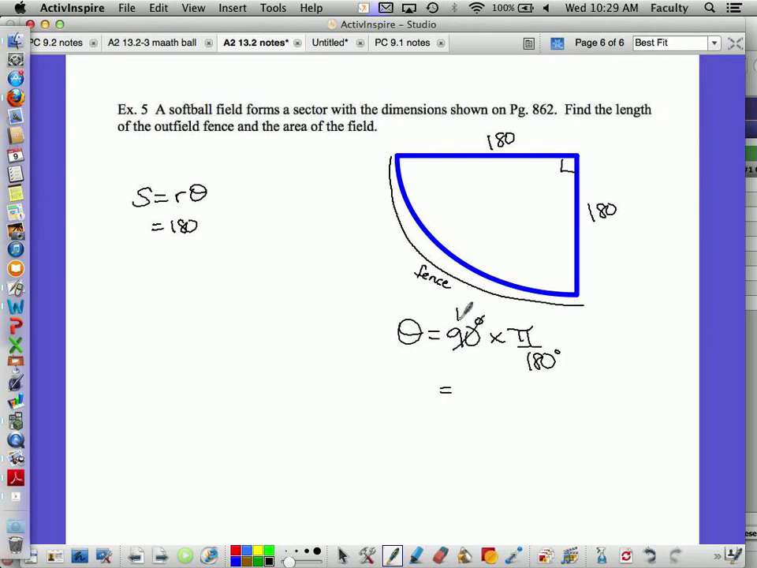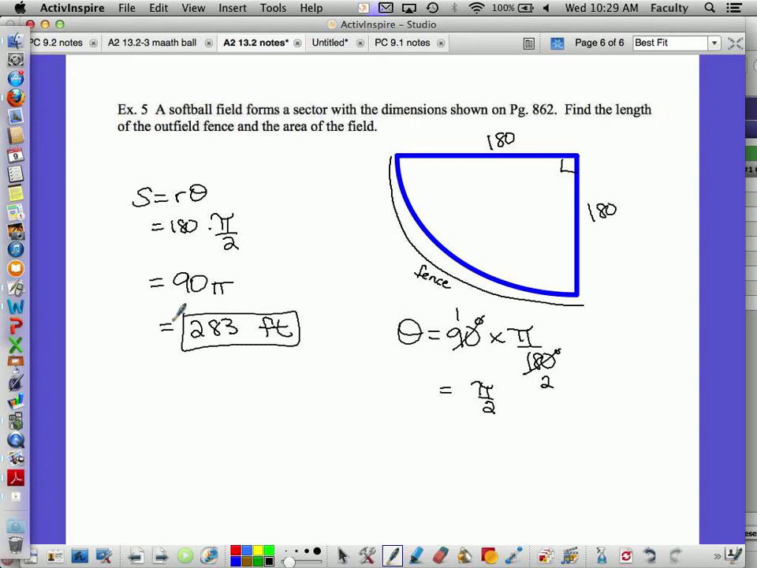90 goes into 90 once, 90 goes into 180 twice, so the angle is pi over 2. If I reduce that, you're not going to go to Lowe's and say, hey, we just built a softball field at our school and we need 90 pi feet of fence. So you're going to want to take out your calculators and multiply 90 times pi, round to the nearest whole number, and I got 283 feet.